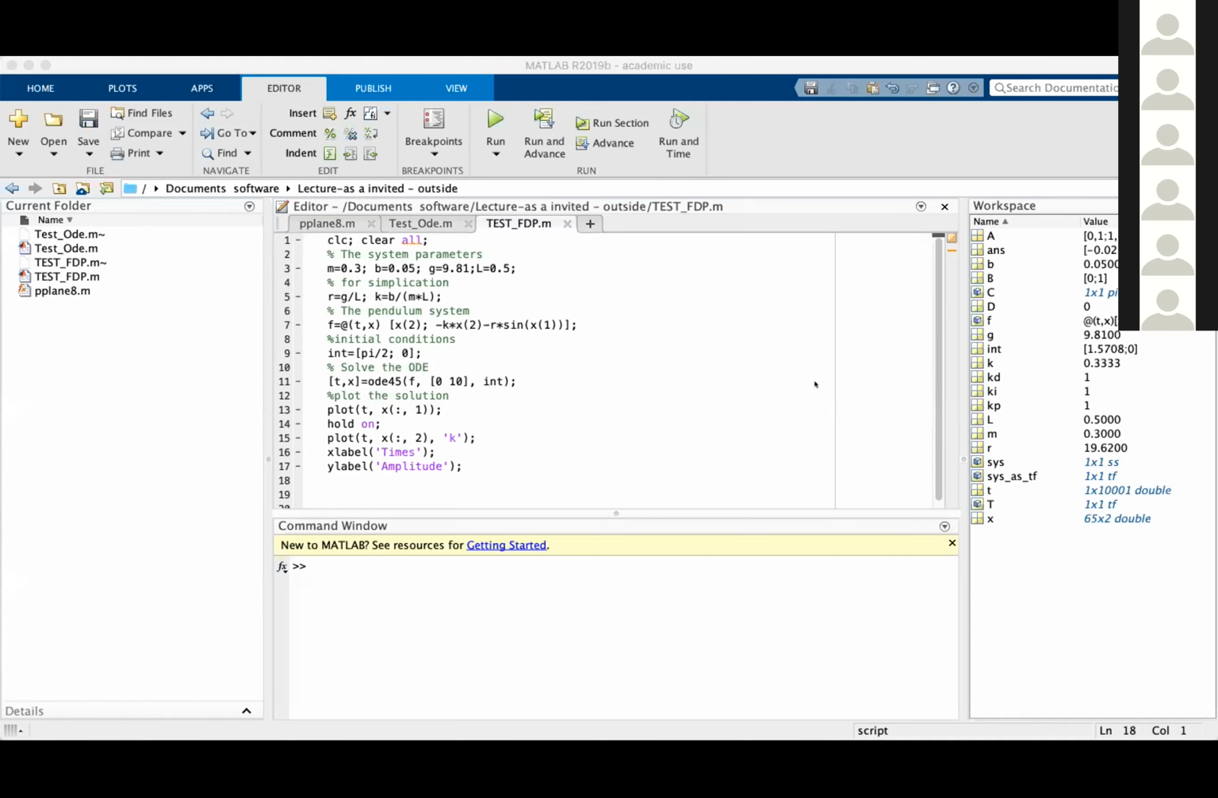Now, what if I remove this damping? What will it affect? We'll see. Let me put b equal to 0, and I'll simulate my result again. You see, this is the problem. This is not stabilized at all. We have lots of overshooting.